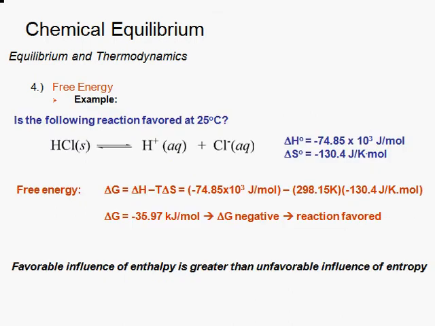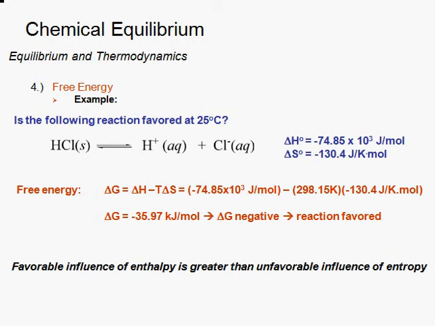Let's look at an equilibrium and thermodynamic free energy example with the following reaction: HCl gives H plus and Cl minus. Enthalpy is given, which is minus 74.85 into 10 to the power 3. Change in entropy is minus 130.4. So let's find the delta G.